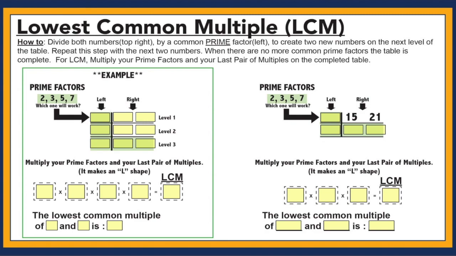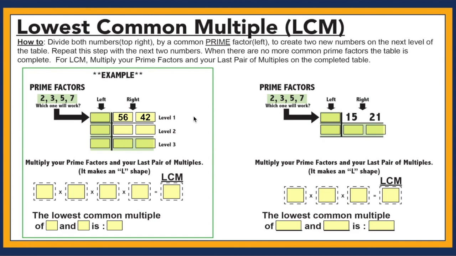So we're going to take a look at the example here. And what this is describing is a strategy called prime division. And we're going to use a prime division table to help us eventually find the lowest common multiple. Today we're going to be asked to find the lowest common multiple of 56 and 42.